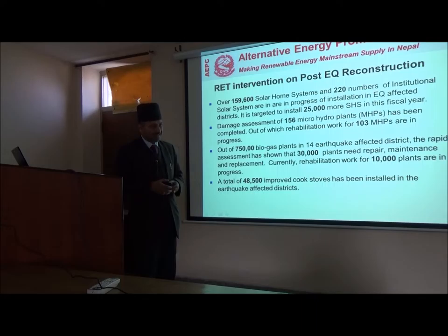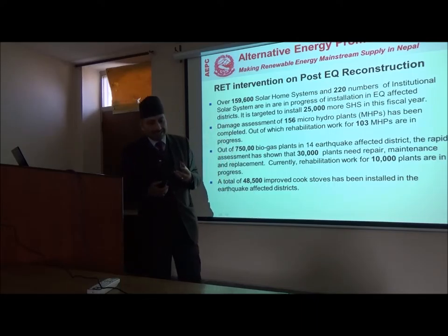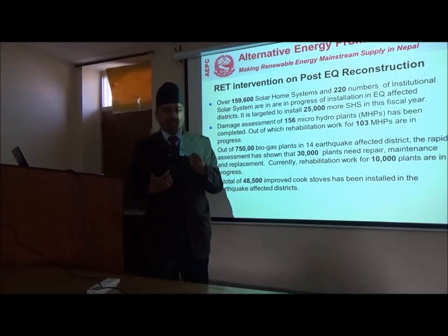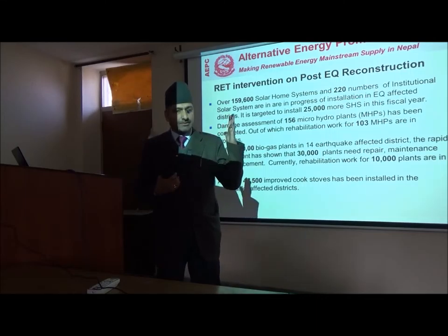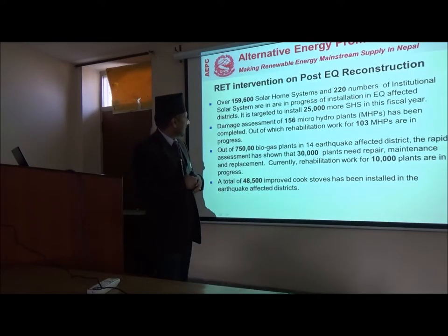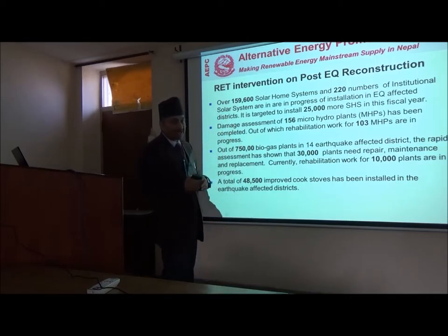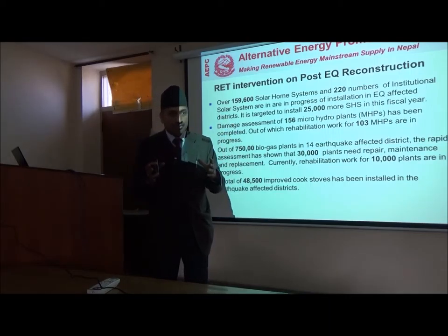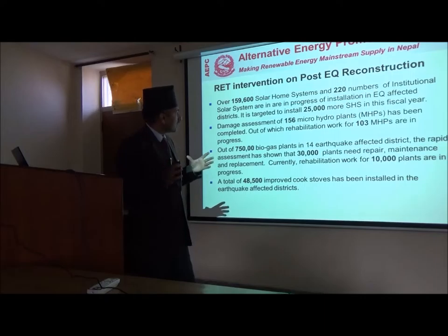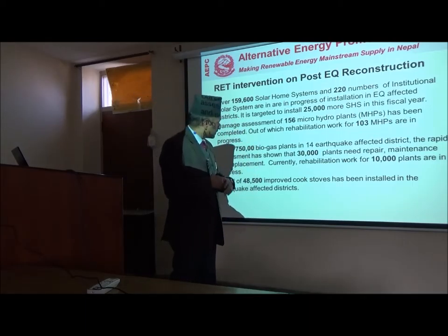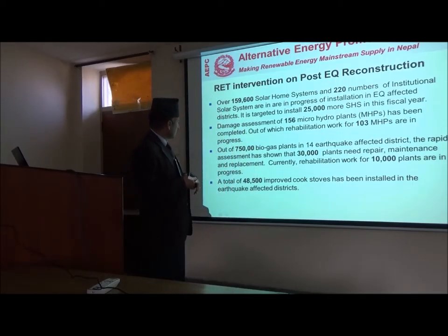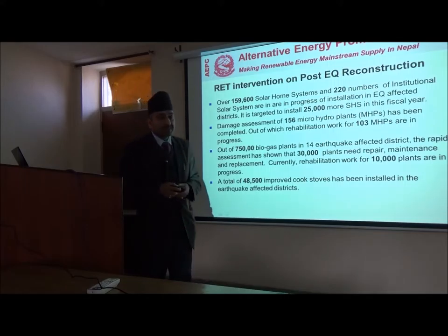And then what we did, immediately after the earthquake, we distributed, because people needed lights. People needed to charge their mobiles. And there was no electricity in rural areas. So we immediately intervened in those areas. Close to 160,000 small solar home systems were distributed. 220 institutional systems are in different stages of installation. And this year also we'll be distributing 25,000.